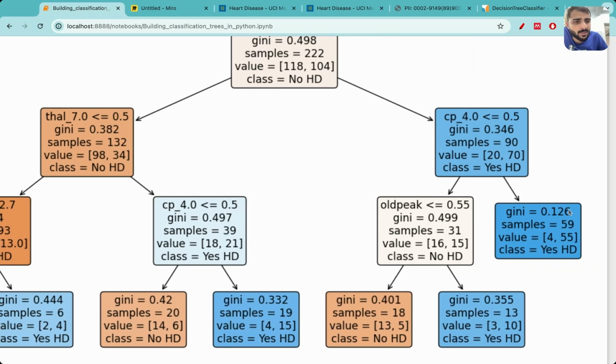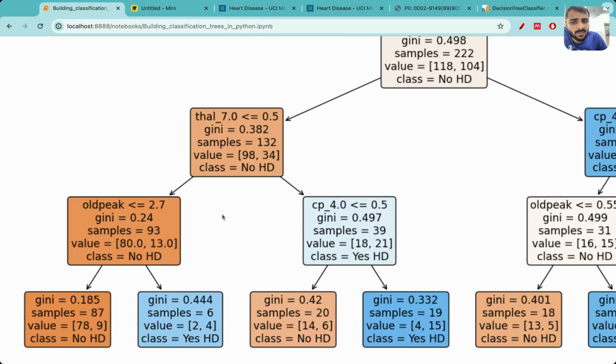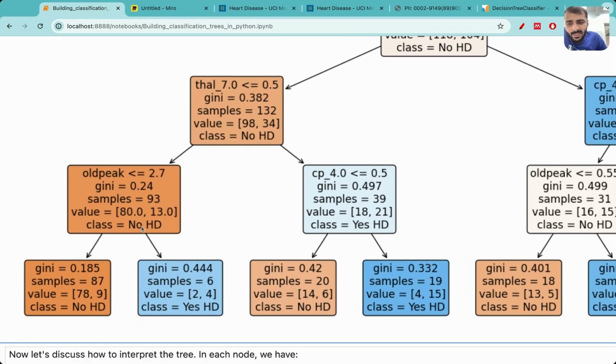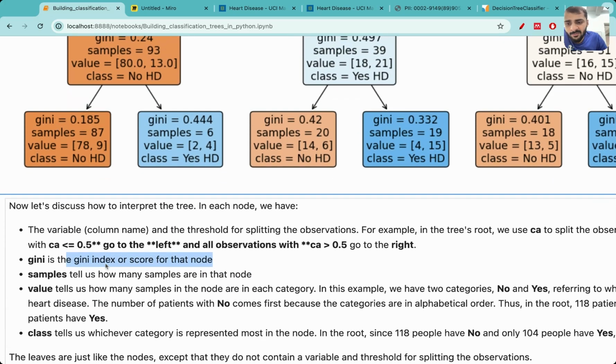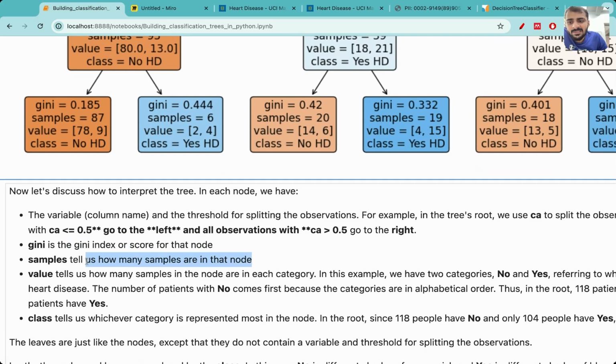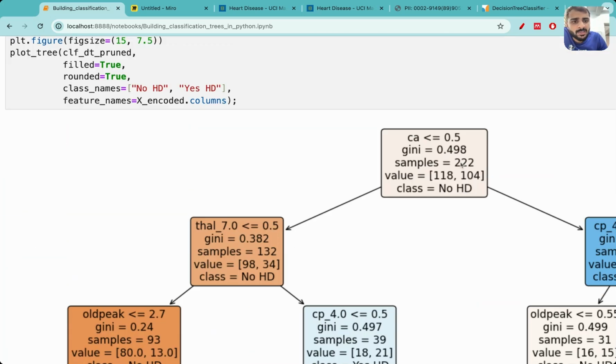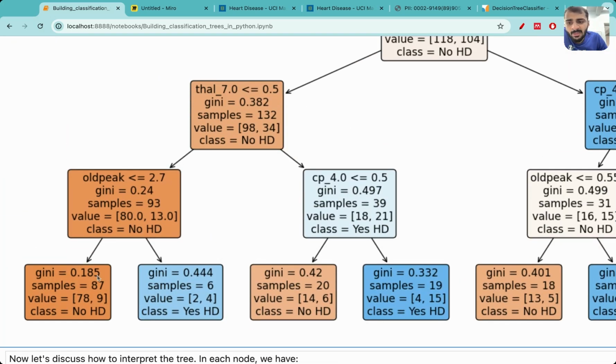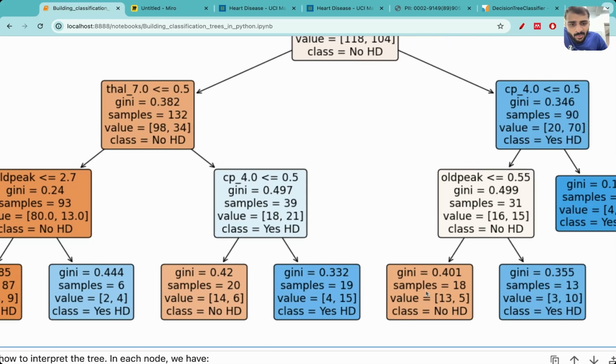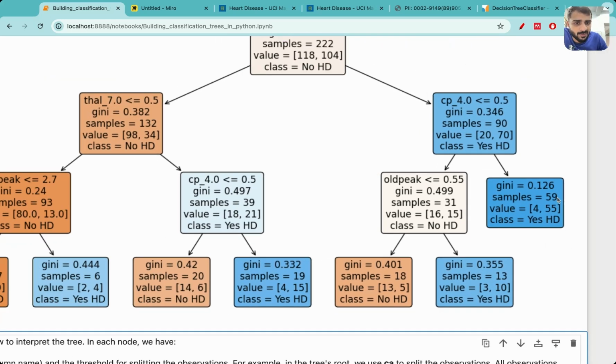For example, here you can see it's 0.126, which is awesome. Here you can see it's 0.24, again amazing. 0.185, it's good enough. Samples tells us how many samples are in that node. So in the first node there are 222 samples. In the last leaves here you can see 87, 6, 20, 19, 18, 13 and 59.